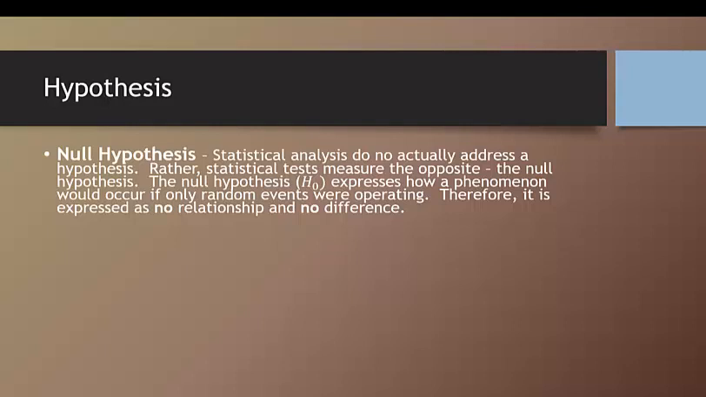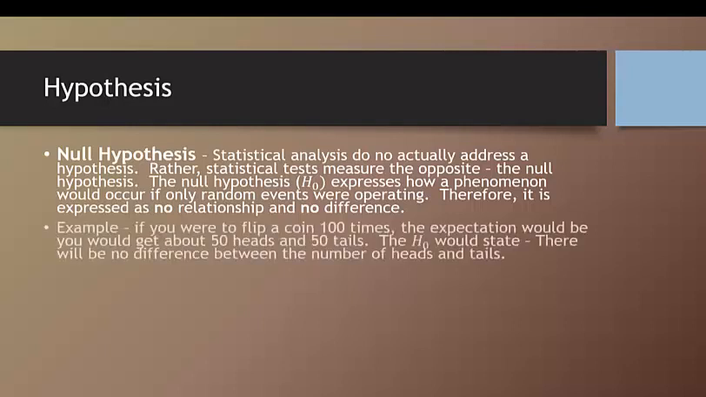So rather what we're actually measuring is the opposite of what we want to measure. So we're measuring a null hypothesis, and the null hypothesis expresses how a phenomenon would occur if only random events were operating. Therefore, it is expressed as a no relationship and no difference. And like I said, this will become a little bit more familiar too as you see some.